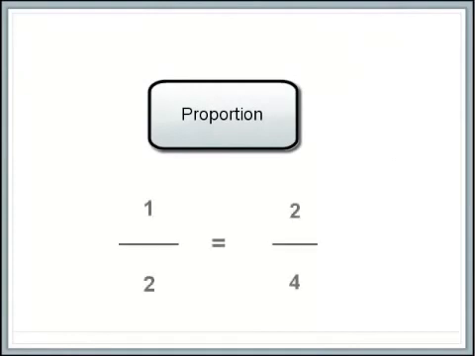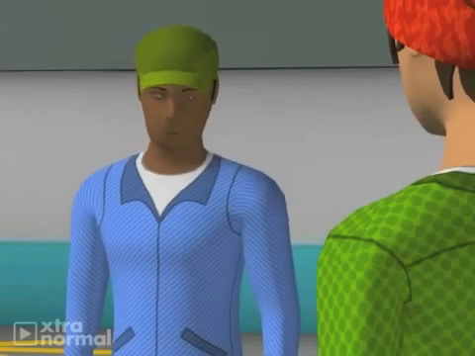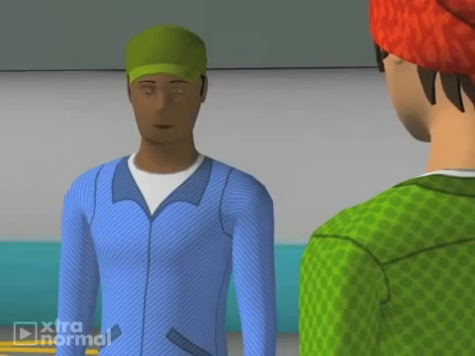So in my situation, I'd be comparing miles to hours? That's right, miles per hour. Now, when we say that two ratios are equal, it's called a proportion. They look like this. Okay, I think I understand, but how can I use ratios and proportions to figure out how long it'll take me to drive from San Diego to San Francisco?